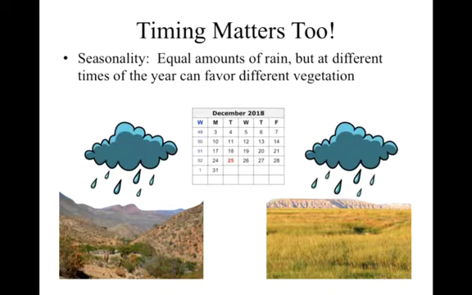All right, so again, even though you have equal amounts of rain, the fact that that rain occurs at different times of the year can actually favor different vegetations and different ecosystems in different places. So once again, we have that Mediterranean ecosystem when we have the rain in the winter, and we have that grassland ecosystem when we have the same amount of rain but occurring in the summer.